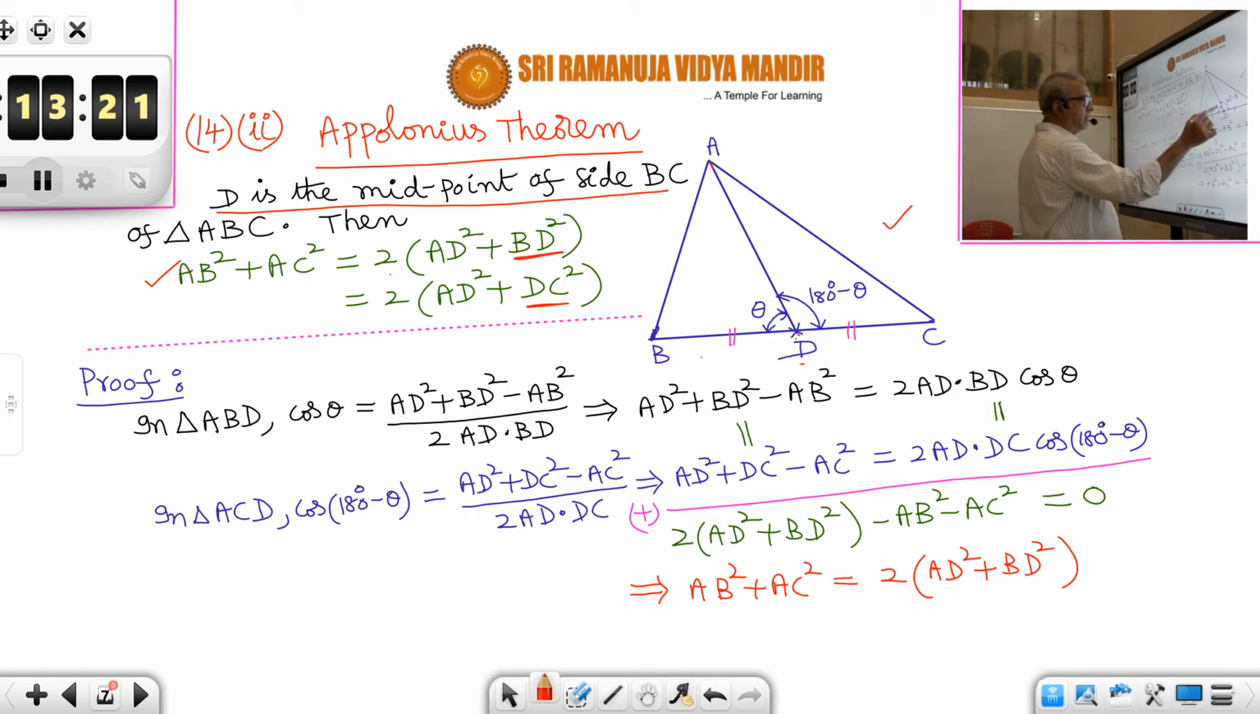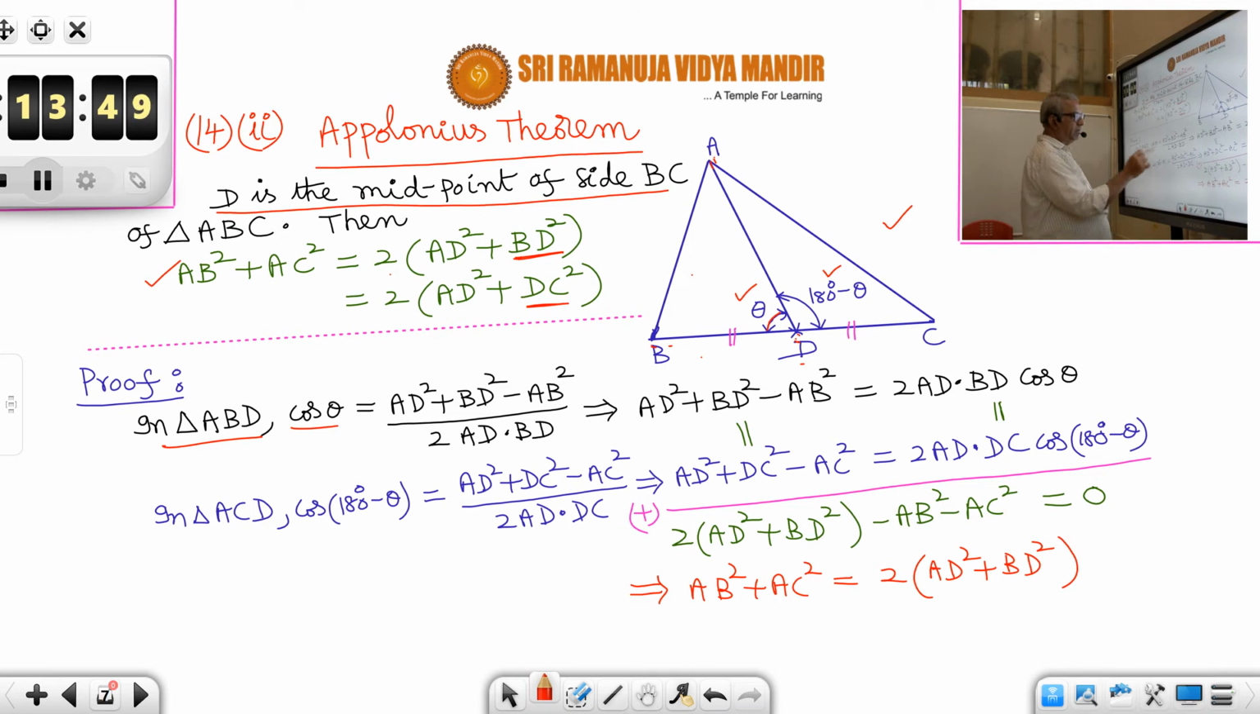Suppose this angle is theta. This angle I have shown here is theta. Then the other angle should be 180 minus theta, because BDC is a straight line. Okay, 180 minus theta. Now consider the triangle ABD. You please see in the diagram, triangle ABD. In that, calculate cos theta, cos of this angle.